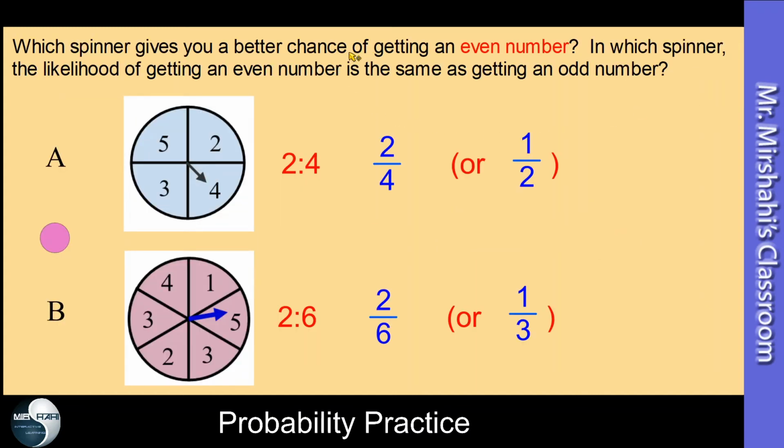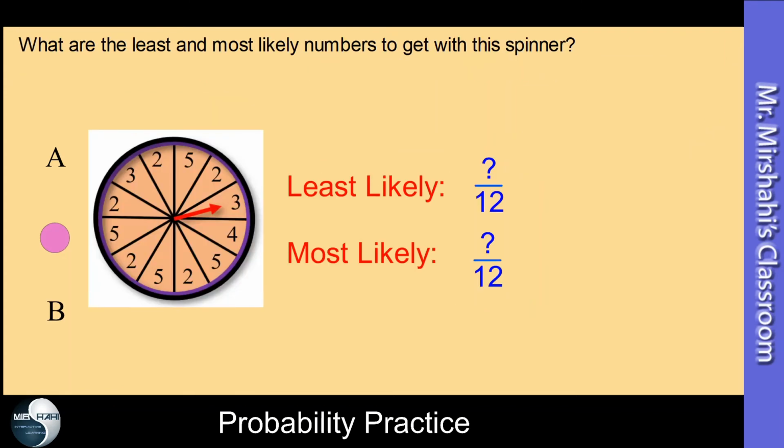Now here it says, which spinner gives you a better chance of getting an even number? Okay, let's look at this one. 2 in 4. See, 2 even, 4 in total, which is the same thing as a half. This one is 2 in 6. 2 and 4 are even, the rest are odd. 2 in 6, or 1 in 3rd. So which one gives me a better chance of getting an even number? Well, half. Half is a bigger fraction than 1/3. Okay. Let's move on to the next.